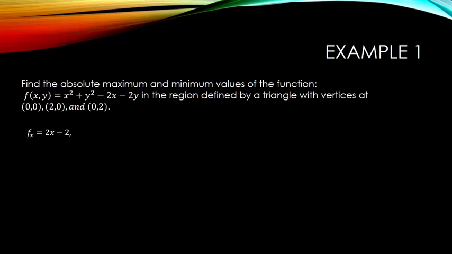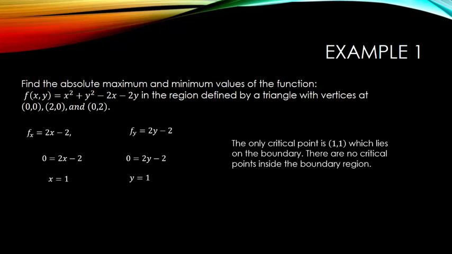The first thing I want to do is identify critical values inside the boundary. I want to take the partial derivative of f with respect to x and with respect to y. fx is equal to 2x minus 2, fy is equal to 2y minus 2. If I set fx equal to 0, I get 2x minus 2 equals 0, or x equals 1. Setting fy equal to 0, I get 2y minus 2 equals 0, or y equals 1. This means that I only have one critical point, and it is at (1,1), and this lies on the boundary. There are no critical points inside this boundary region.